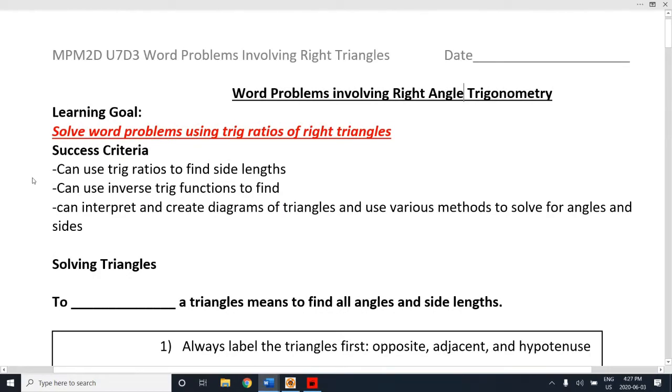Word problems involving right-angled trigonometry. Our learning goal today is to solve word problems using trig ratios of right triangles. Please ensure you have the lesson printout so you can follow along with this video.